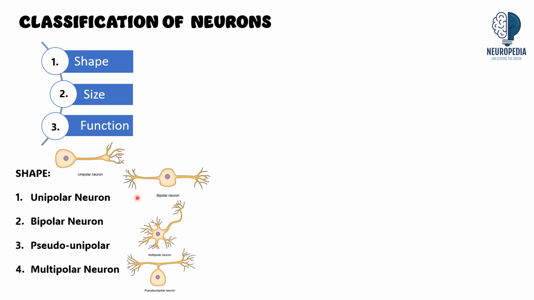Now, bipolar neurons. These have one axon and one dendrite, and they both extend from the opposite sides of the cell body, as you can see here. So one side is the axon and the other side we can say we have dendrites. These bipolar neurons are commonly found in sensory systems such as the retina of the eye, and the olfactory system.